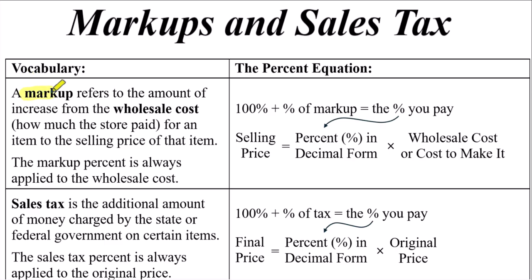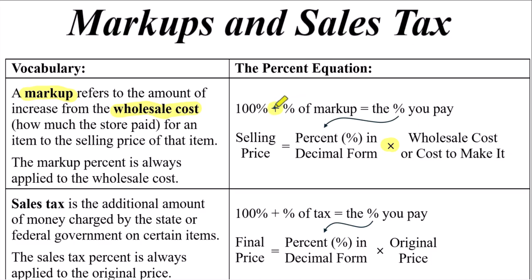A markup refers to the amount of increase from the wholesale cost for an item to the selling price of that item. And if you're not familiar with what wholesale cost is, I have it here in parentheses. It is how much the store paid to get the item before they end up selling it at the selling price. The markup percent is always applied to the wholesale cost. And you'll see what I mean by that over here. The percent in decimal form will get multiplied to the wholesale cost, which is also known as the cost to make or acquire the item.